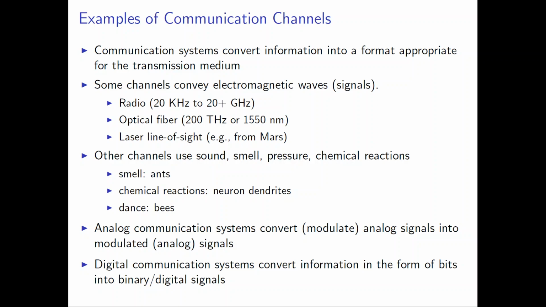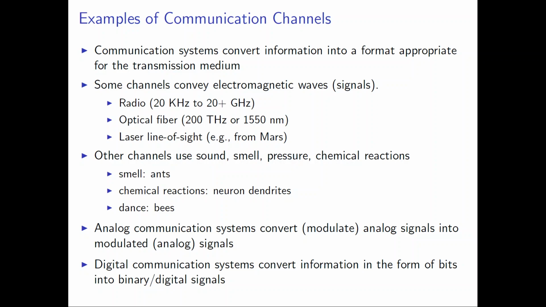Examples of communication channels. Communication systems convert information into a format appropriate for the transmission medium. This is what we have just said. But some channels convey electromagnetic waves, whereas other channels convey different things, like mechanical waves. Examples of electromagnetic waves: radio, optical fiber, laser, and laser line of sight. Laser line of sight is the communication they use to communicate with satellites in the air and on the Moon, on Mars. Imagine they reach Mars.